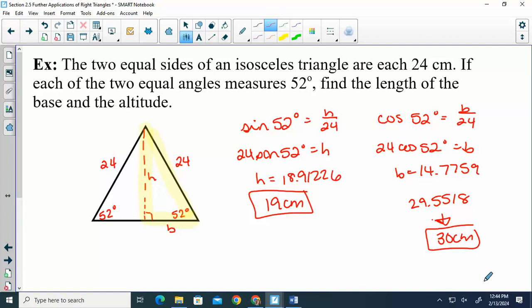Where did that 29.5519 come from? Because we said the total base, the total distance across, is times 2. Could you do 2b, 48, times cosine? No. It would not turn out.